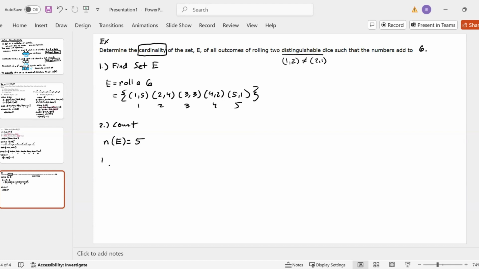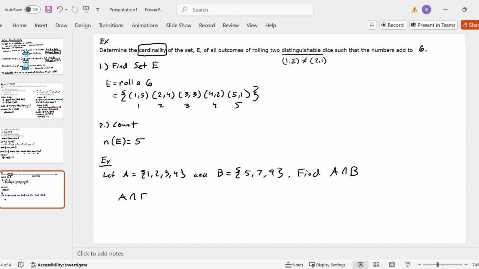Okay, and then one last thing. Here's another example. Let A be equal to {1, 2, 3, 4}, and B be equal to {5, 7, 9}. Find the intersection of the two. If you try to find the intersection of two sets and they do not share anything, then we call that empty. They don't have any numbers together, so it is the empty set. The word that we actually use is mutually exclusive. They do not overlap on the Venn diagrams.